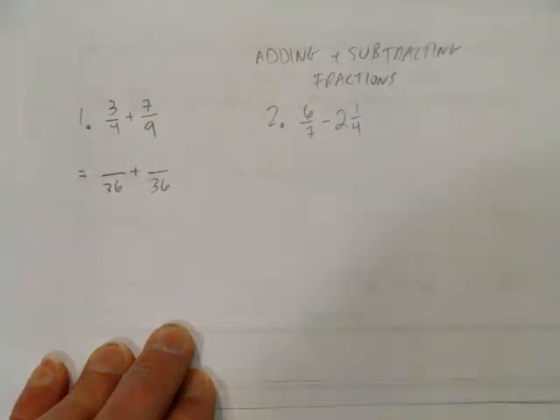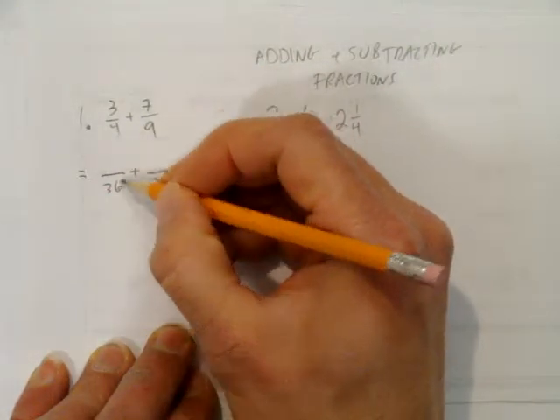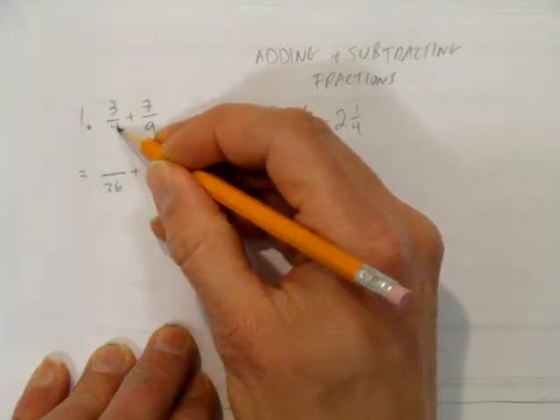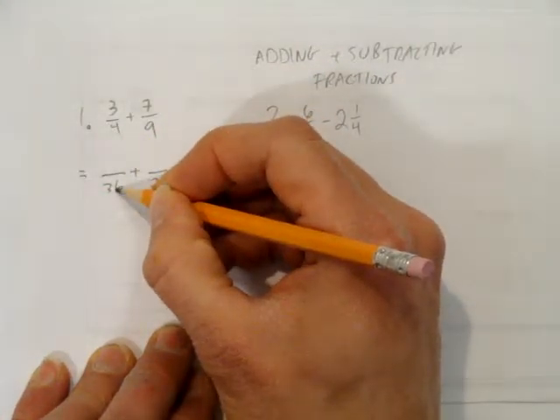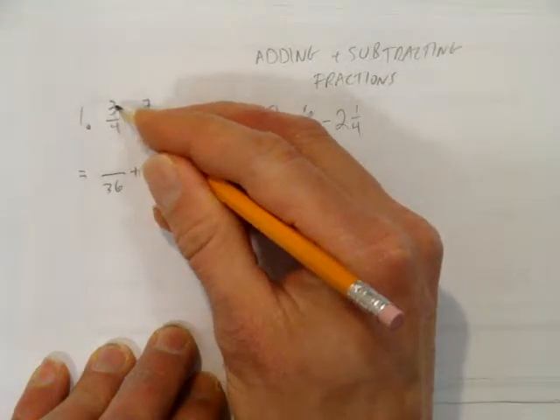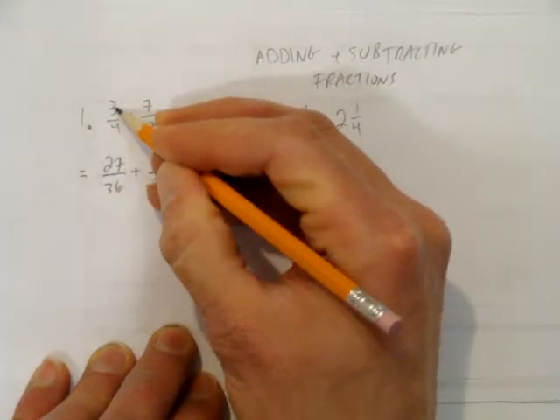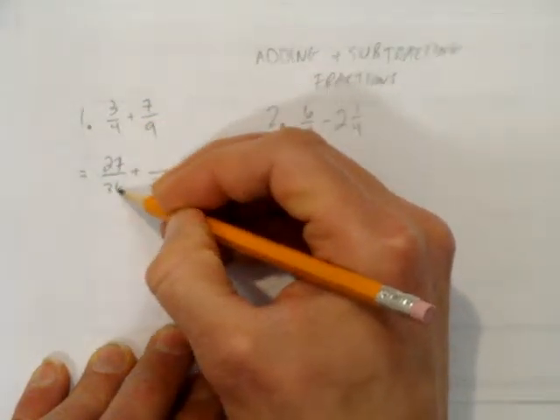Put a plus in the middle. So how do you get from 4 to 36? You times by 9. That is, I get from 4 to 36 mathematically by timesing by 9. So too should I times the top by 9. What's 3 times 9? 27. Now I've made this fraction into a denominator out of 36.